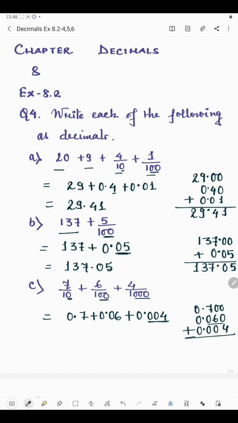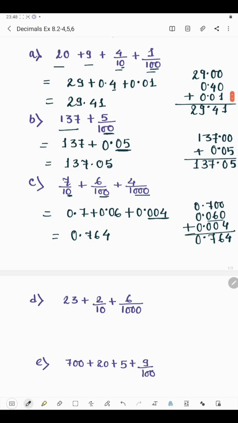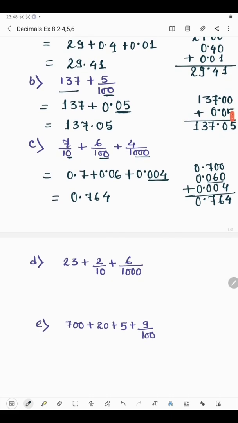So 4 plus 0 is 4. 6 plus 0 is 6. 7 plus 0 is 7. 0 plus 0 is 0. So it's 0.764. Okay. Now coming to the D part. In the D part we have 23 plus 2 by 10 plus 6 by 1000. So 23 will remain as it is.